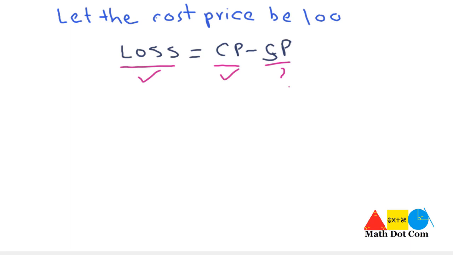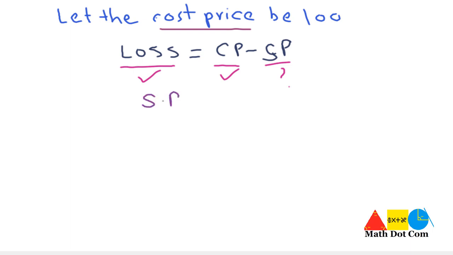Clear? So in the last example, we have seen we have a loss percent that is equal to 20%. Make it clear that we don't have the value of loss, we have the value of loss percent. Now how are we saying it? We are saying the loss percent is 20%, and if the cost price is 100, then it means the loss is 20. So we put these values here to find out the sale price.